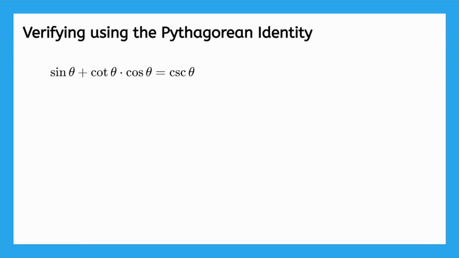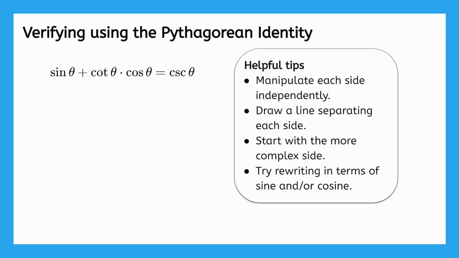In this next example, we want to verify the identity sine theta plus cotangent theta times cosine theta equals cosecant theta. Recall our helpful tips for verifying identities and make sure your reference sheet is handy. Pause now and try it out.